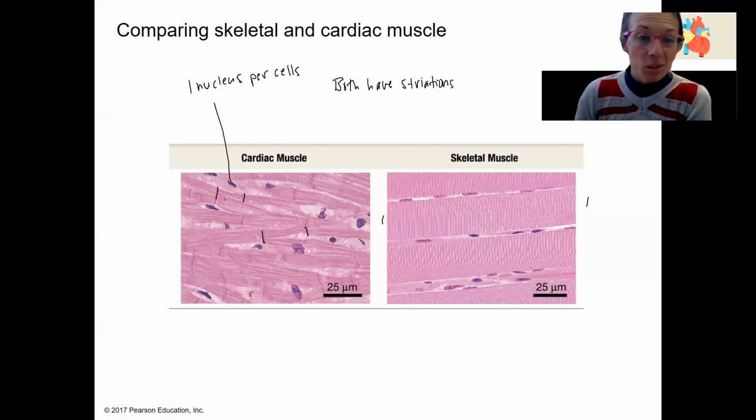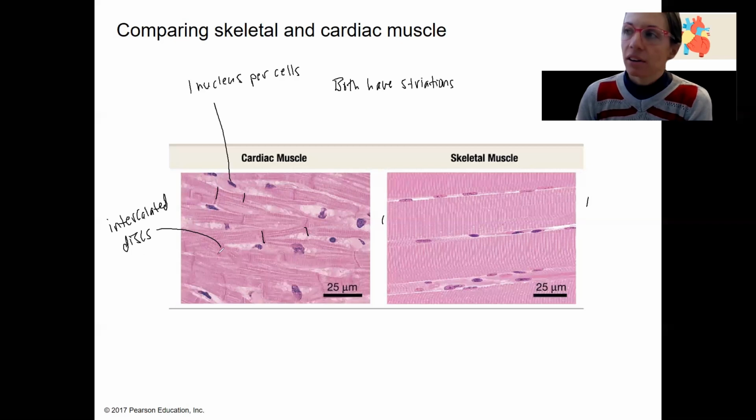What else about cardiac muscle? So these lines that I had separating a cell, these are the intercalated discs. These separate adjacent cells and connect them chemically, electrically, and physically. So there's gap junctions in between here that allow ions to flow through. We'll come back to this in more detail, but these are the intercalated discs that connect adjacent cardiac muscle cells. Skeletal muscles don't have those.